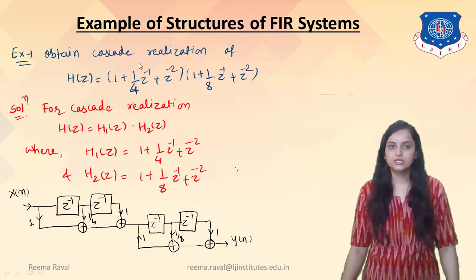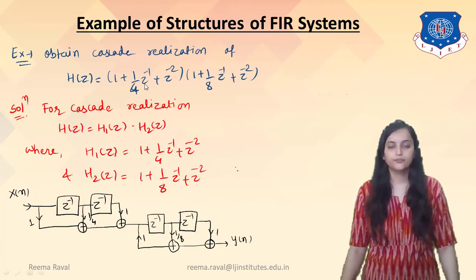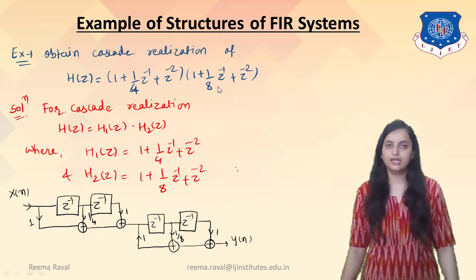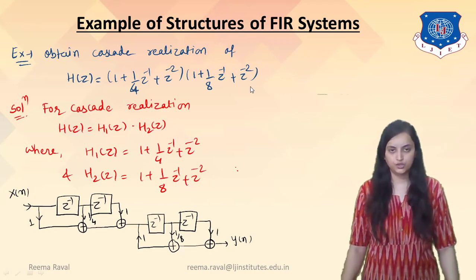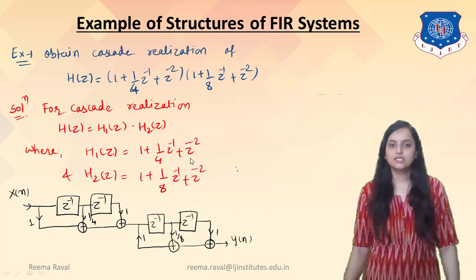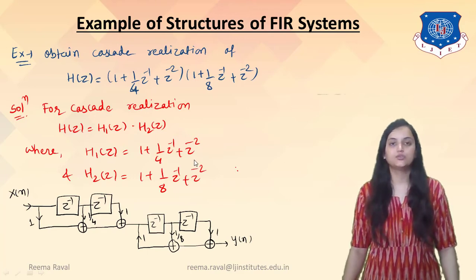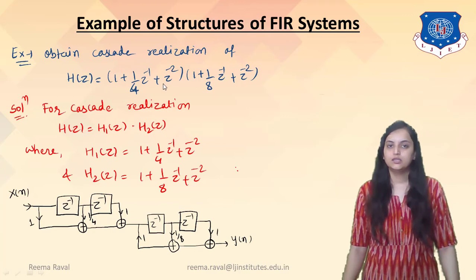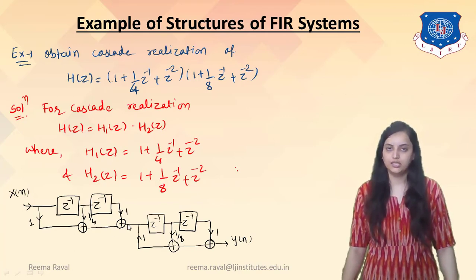So here H1 of z is 1 plus 1 by 4 z inverse plus z raised to minus 2, and H2 of z is 1 plus 1 by 8 z raised to minus 1 plus z raised to minus 2. Let us indicate the first one, H1 of z. As you can see, the maximum order of the system is 2, because the maximum delay element is z raised to minus 2. So we are using two delay elements, z raised to minus 1 and z raised to minus 2. Here the first one is 1, then 1 by 4 z inverse is there, so 1 by 4 is indicated. Then the z raised to minus 2 multiplier is 1, so here 1 is indicated.